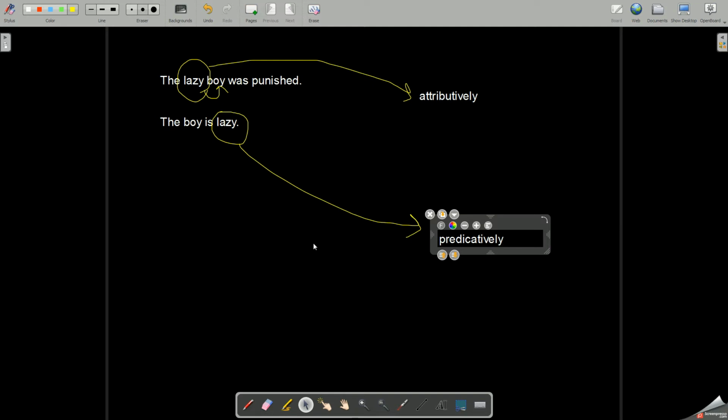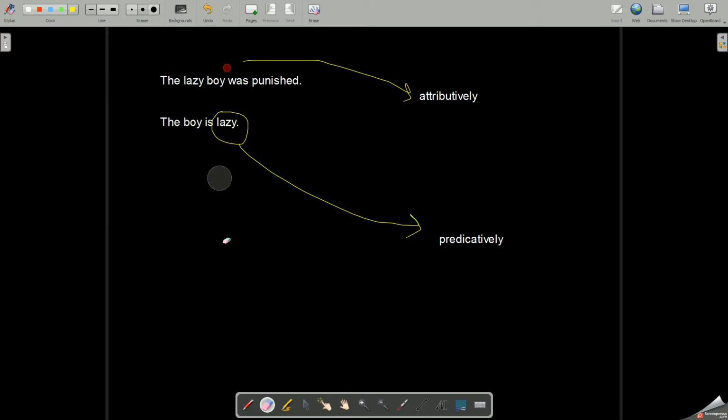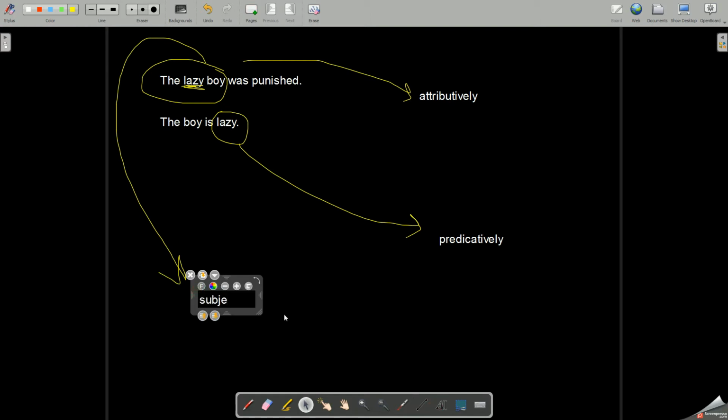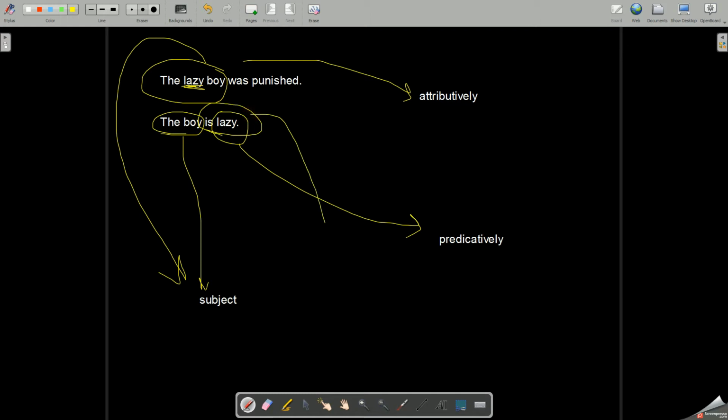In the first statement, if I consider this whole part, the lazy boy, the word lazy is considered a part of the subject of the statement. Whereas in the second statement, the word lazy is a part of the predicate. Here the subject is the boy, and lazy becomes the predicate.